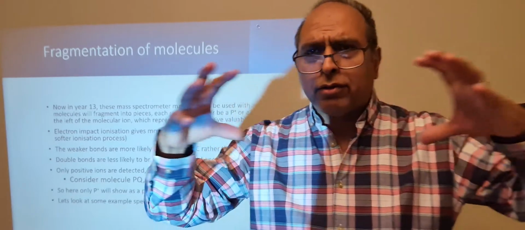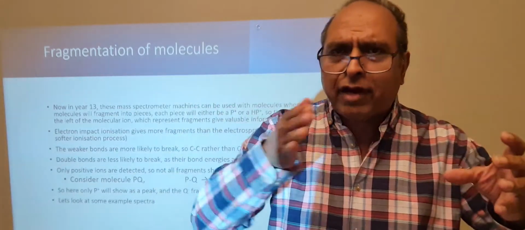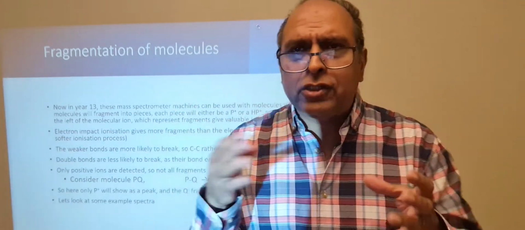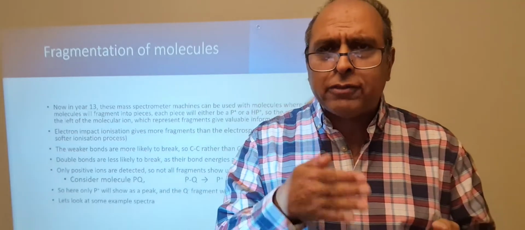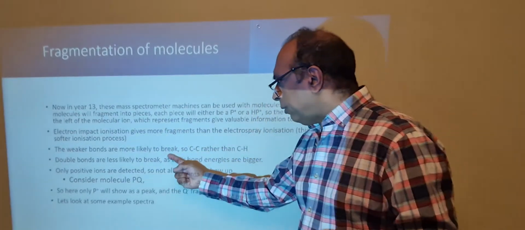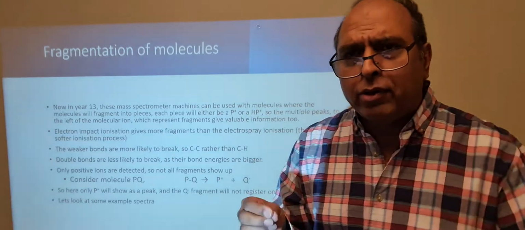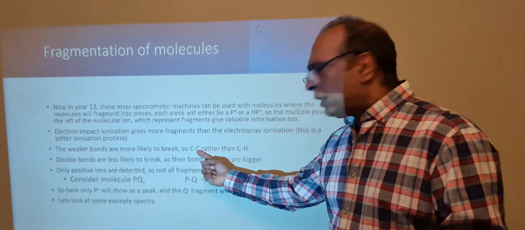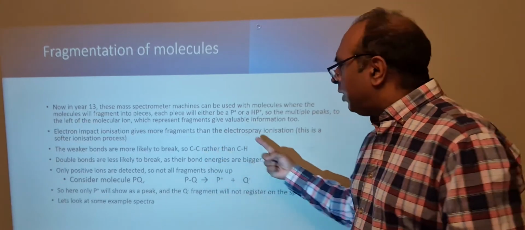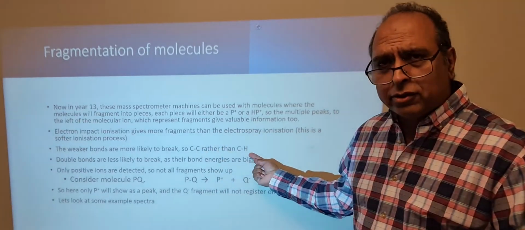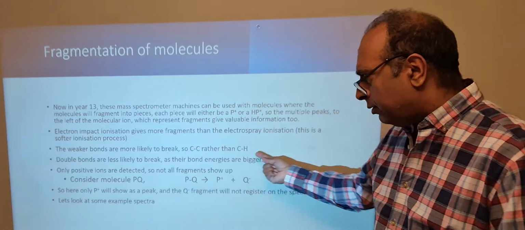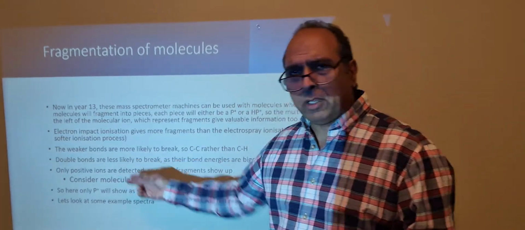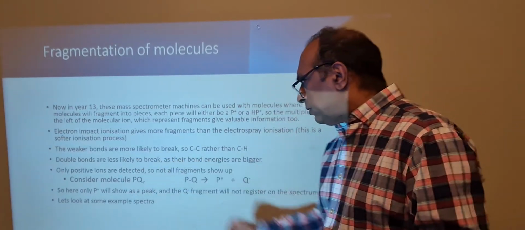If you've got a molecule and it's going to fragment, where is it going to break up? Which bonds are going to break? Well, it's the weaker bonds. The weaker bonds present are the ones that are likely to break. So carbon-carbon bonds break rather than carbon-hydrogen bonds, which are a stronger bond. Similarly, double bonds are stronger and they're less likely to break.